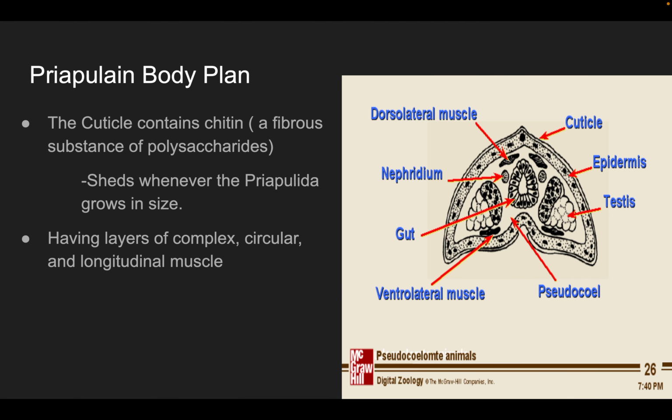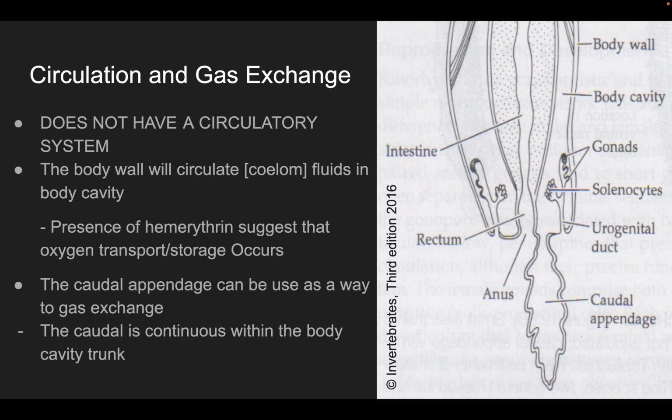As you can see here, the cuticle contains chitin, a fibrous system of polysaccharides, which is shed every time it grows in size. As we said before, it will have a complex circular muscle. For circulation and gas exchange, one thing we have to know is that it does not have a circulatory system. The body wall will circulate coelomic fluids in the body cavity. The presence of hemerythrin suggests that oxygen transport and storage occurs there. And the caudal appendage can be used as gas exchange as well.